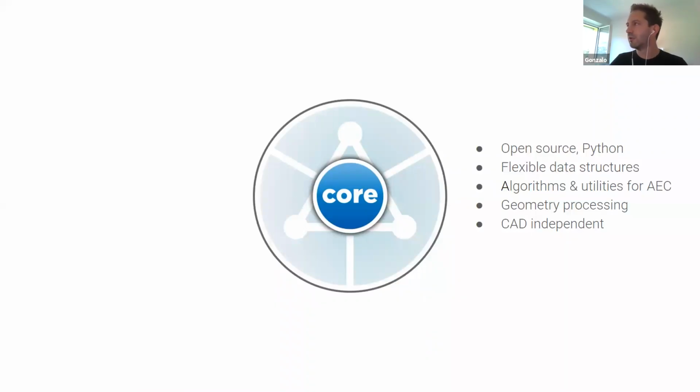So COMPAS, COMPAS Core, sorry, as this is a bit repetitive, but COMPAS Core is an open source library written in Python. And what it contains is a bunch of flexible data structures and algorithms for research in architecture, engineering, and construction. And it also contains a geometry processing kernel that is independent of CAD.